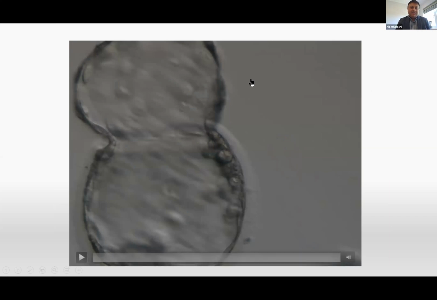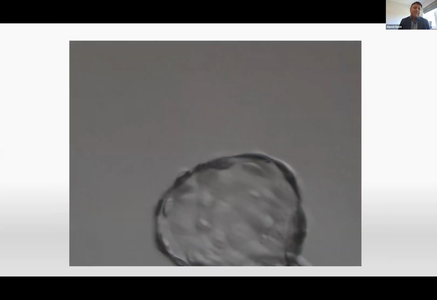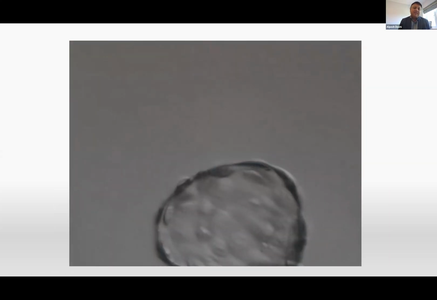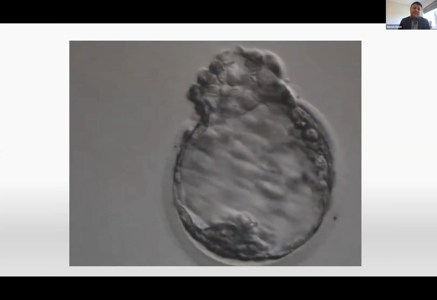This is a video that I have, whereby it's a hatching blastocyst. And again, I'm just going to be making the pulse, or the laser shot, at the top end there, and you can see that it just shrivels quite nicely.